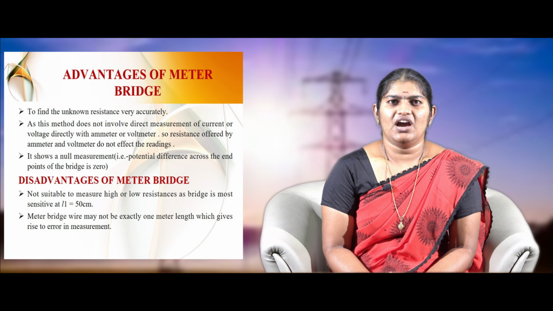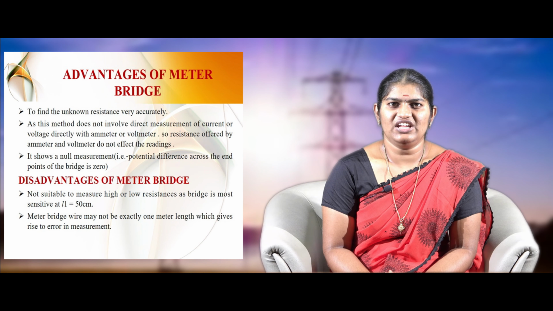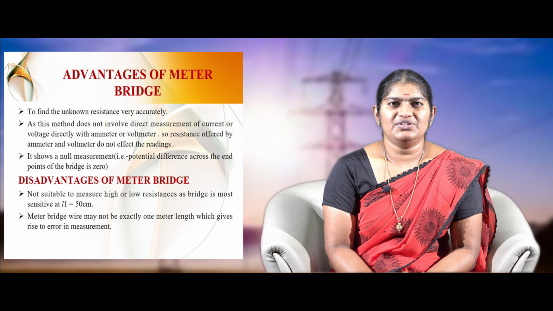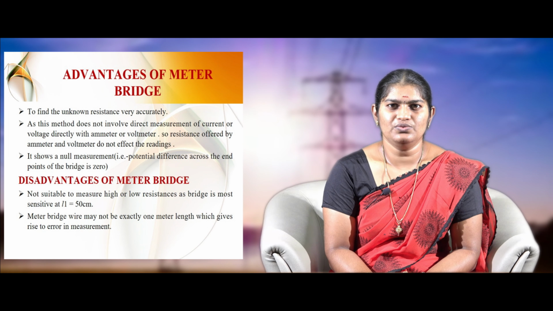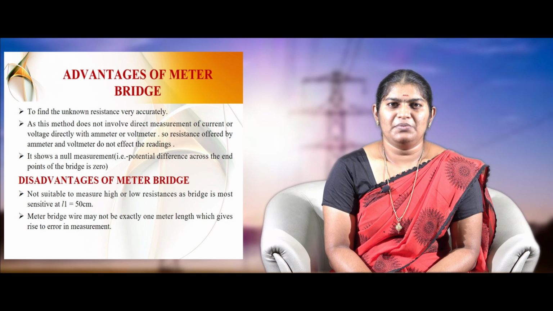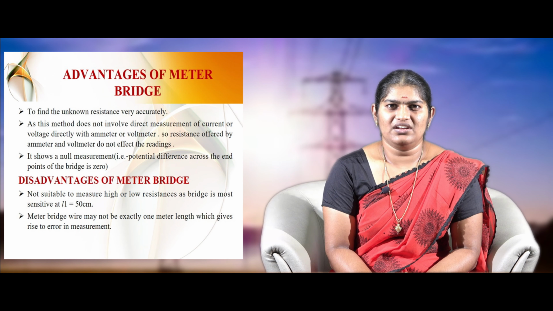Next, we are going to discuss the advantages of the meter bridge. It can find the unknown resistance value very accurately, as this method does not involve measuring voltage or current directly with an ammeter or voltmeter. Next, we are going to discuss the disadvantages of the meter bridge. It is not suitable for very high or very low resistance values, because the meter bridge is most sensitive at length L1 equal to 50 cm. The meter bridge wire may not be exactly 1 meter long, which may give rise to error in the measurement.